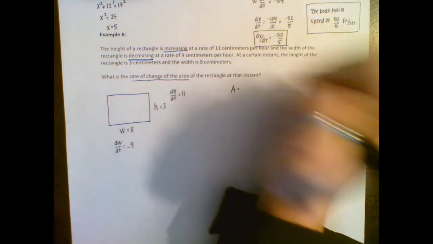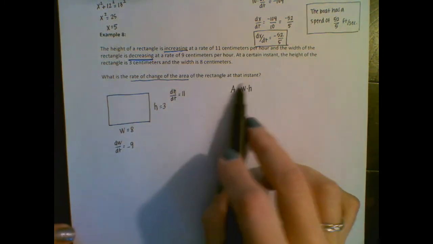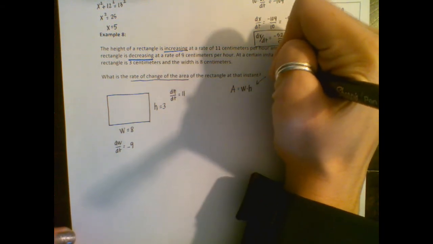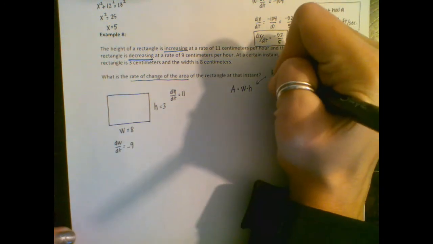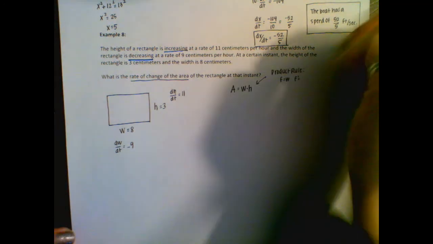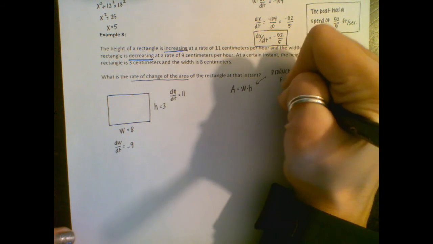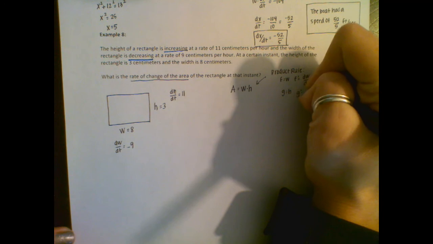So I'm talking about the area formula of a rectangle. So area is just length times width, or in this case, width times height. And to get the derivative of this is going to be a product rule. So if I product rule this, I'm going to call my f my w. That means that f prime is going to be the derivative of w with respect to time, so dw/dt. G is going to be the h. G prime is going to be the derivative of h with respect to time, so dh/dt.